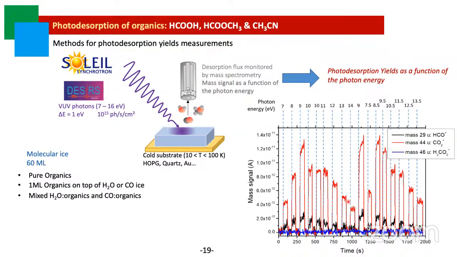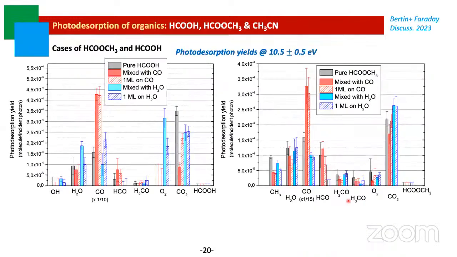Raw data looks like that typically. So one step is one photon energy. And with that, you can derive photodesorption yields. So what did we observe? I will begin with HCOOH and HCOOCH3. These are the data we obtained for a photon energy of 10.5 eV only. And okay, this is relatively complicated to look at. Everything which is blue is with water. Everything which is red is with CO. Everything which is black is pure molecule.